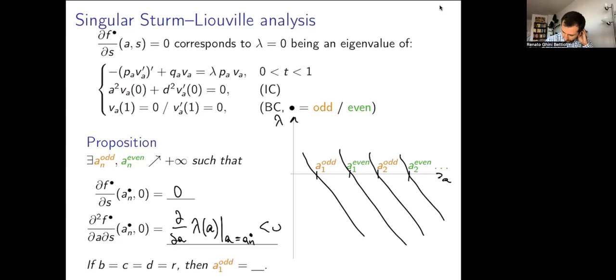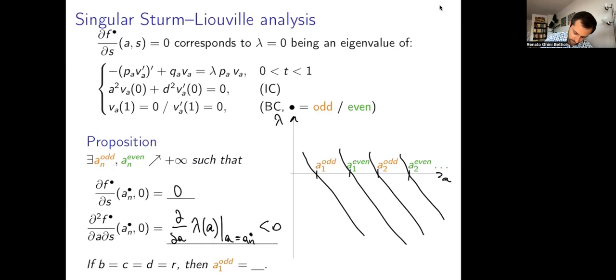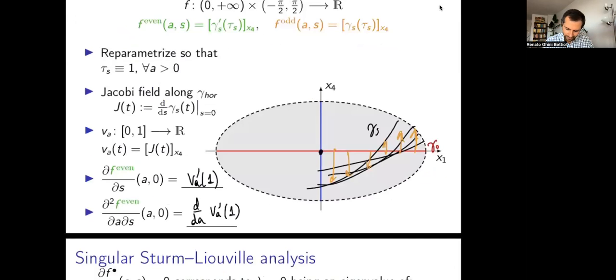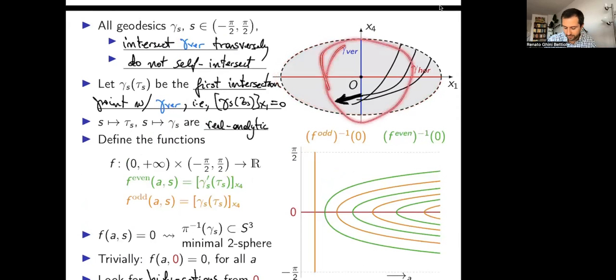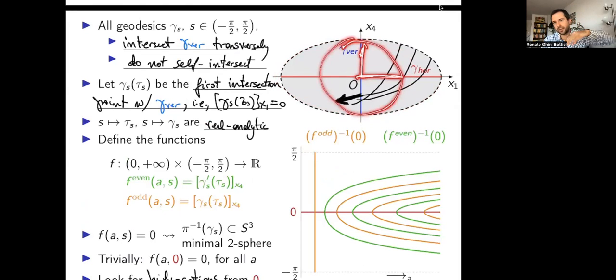Moreover, for a rather trivial reason, if B, C, and D are all equal to each other, so all the semi-axes other than A are equal to each other, then the first bifurcation instant will also be equal to that number. This is simply from the fact that if they're all equal, we're in the round sphere. On the round sphere, this picture is actually not an ellipse, it's a circle, a round disk. Then vertical and horizontal are isometric. I can just rotate in that direction as well. It's the only instance in which I have this extra isometry, this extra Killing field.